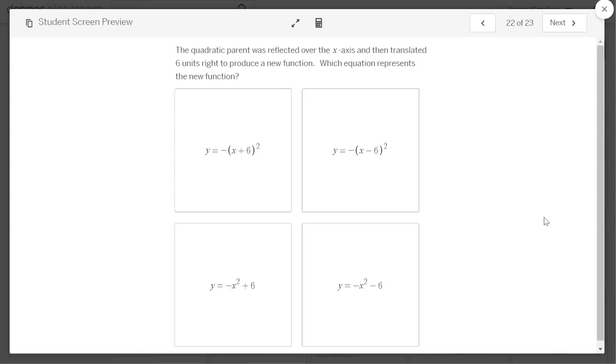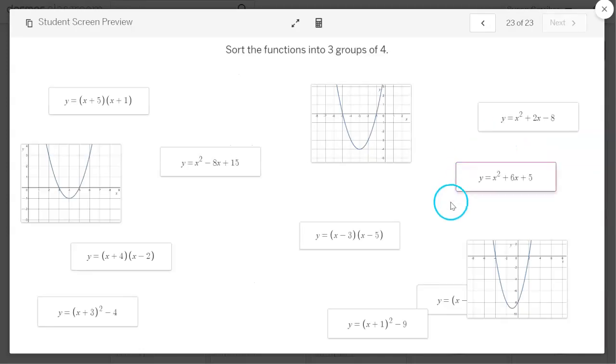On screen 22, the quadratic parent function is reflected over the x-axis and then translated 6 units right to produce a new function. Which equation could be the new function? And then finally, they're going to sort these cards into 3 groups of 4. So there's just 3 functions here, but each of the functions has equations in 3 different forms. When we're finished with the Desmos activity, we'll return to our slides.